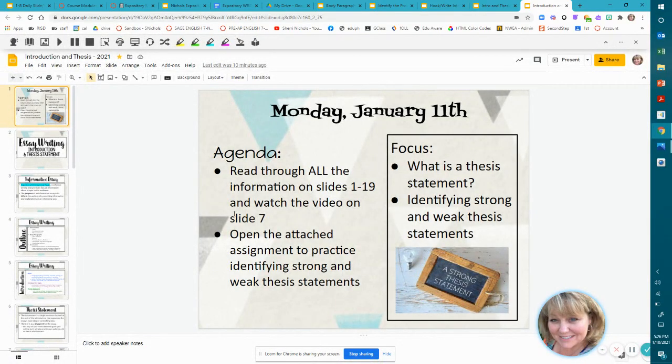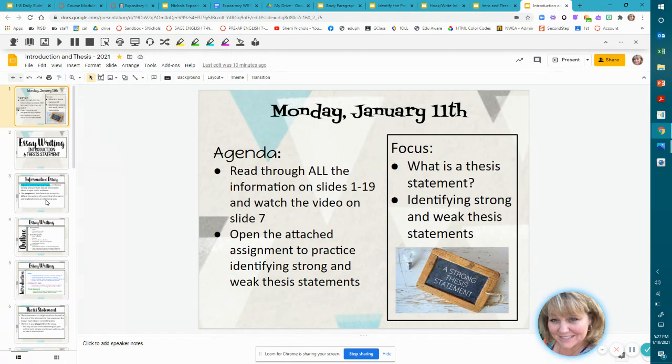Hello, good morning. We are continuing our assignment on expository essays. We've looked at what is an essay, what are we looking for when we talk about expository essay. Today we're going to focus on the introduction and the thesis of a well-written essay. We will first read through all the information on slides 1 through 19.